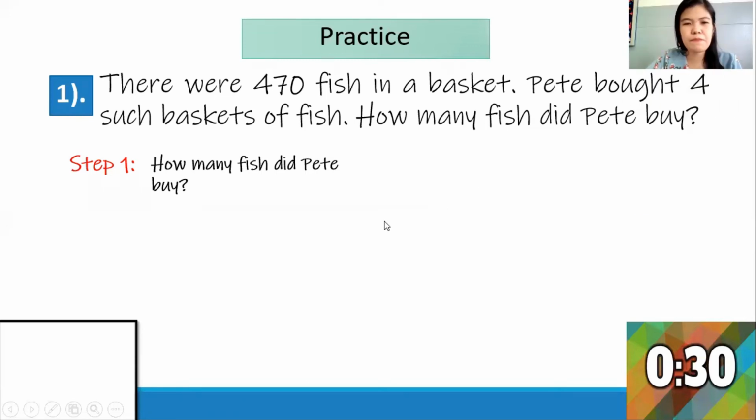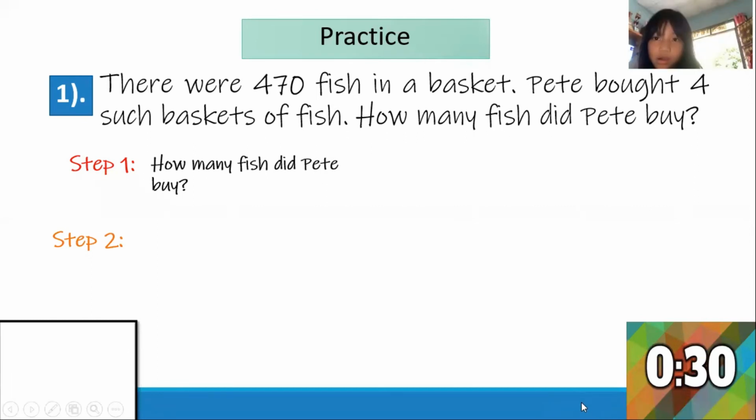Okay, so step 2. What is step 2? You have to gather information. What are the numbers that you can see in the problem? For step 2, I will give 30 seconds. Start now. Okay, please answer now, step 2.